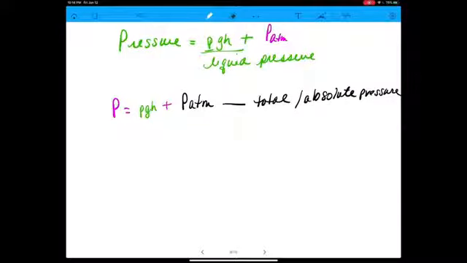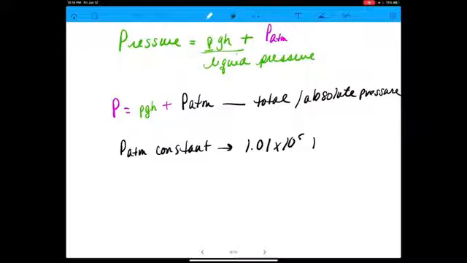The atmospheric pressure at the surface of Earth stays relatively constant, as I said. So just like we have a constant for gravity, we have a constant for pressure as well. The atmospheric pressure constant is approximately 1.01 times 10 to the 5th pascals. There are small fluctuations around this number caused by variations in weather patterns, humidity, altitude, etc.